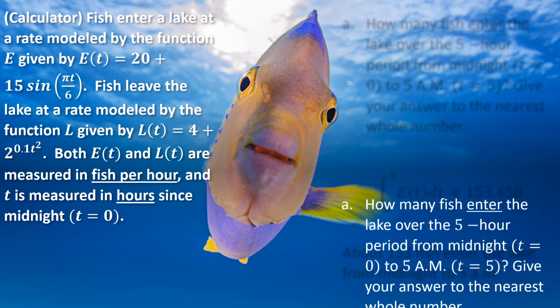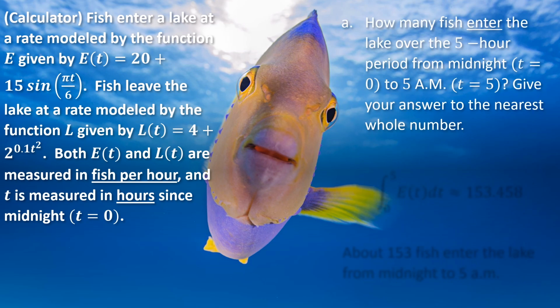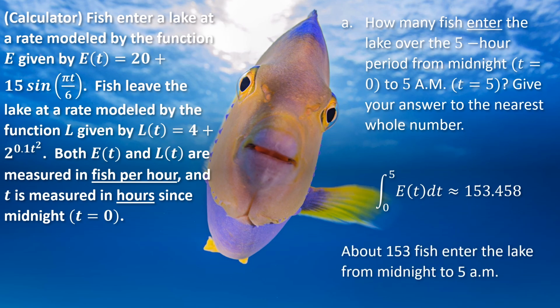and then t is measured in hours. All right, so part A says how many fish enter the lake in this 5-hour period from 0, or midnight, to 5 a.m. And so again, we're talking about fish entering, so the only function I'm concerned about is E. So I'm going to integrate from 0 to 5 E of t using my calculator, literally just plug it in, and I get 153.458. So that tells me that roughly 153 fish enter the lake from midnight to 5 a.m.